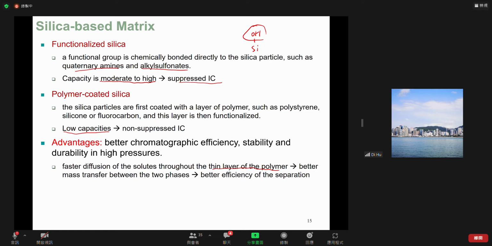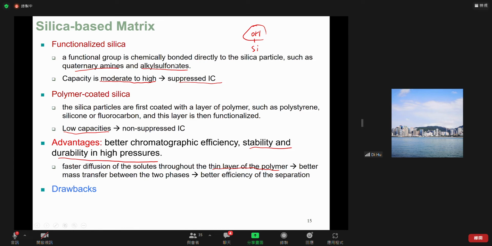So overall, when we talk about the silica-based matrix, it has its own advantages. It has pretty good chromatographic efficiency, and because the silica particle is quite rigid, it has stability and durability under high pressure. Okay, it's quite stable and durable under high pressure. But we all know the silica particle has its biggest drawback. I have actually mentioned this several times before, right?